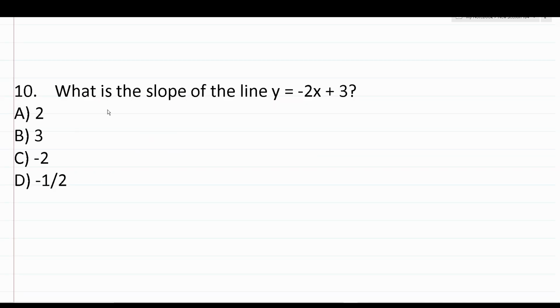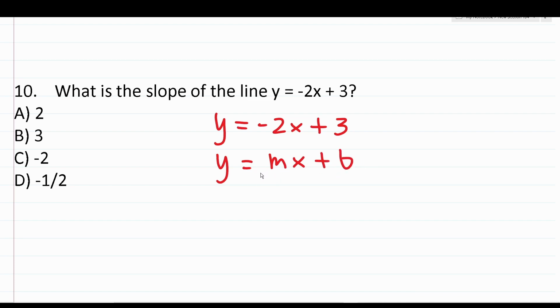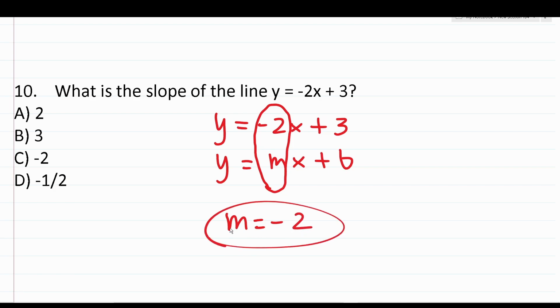All right, so number 10 says this. What is the slope of the line y equals negative 2x plus 3? So we're given this equation of a line, y equals negative 2x plus 3. And you should recognize that this equation is given to you in slope-intercept form. What is slope-intercept form? It's y equals mx plus b, where b is your y-intercept and m is the slope of your line. Well, in this case, we're being asked to find the slope of y equals negative 2x plus 3. Clearly, you should be able to identify that m in this case, your slope, is negative 2. So the correct answer to this one is C.